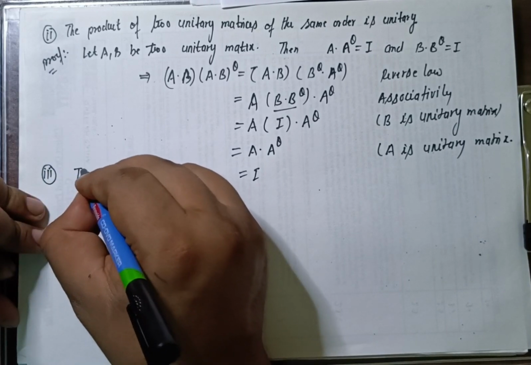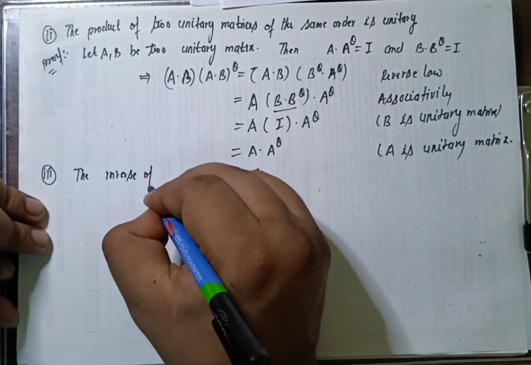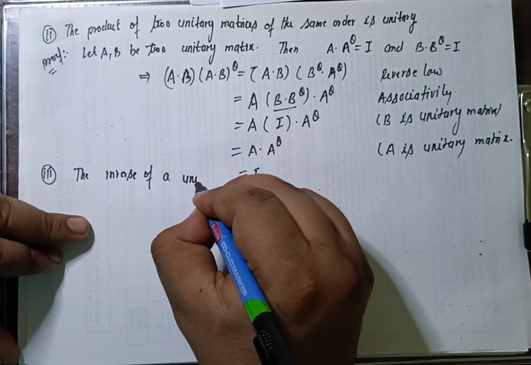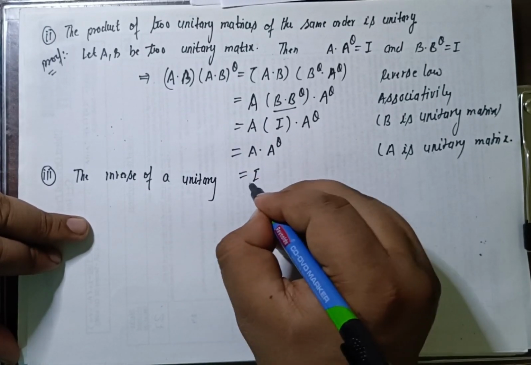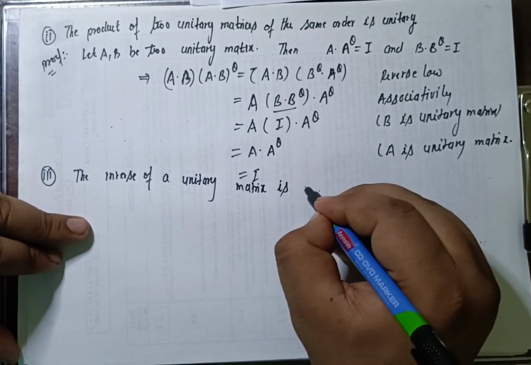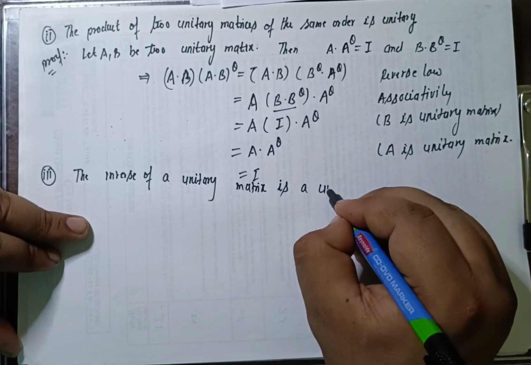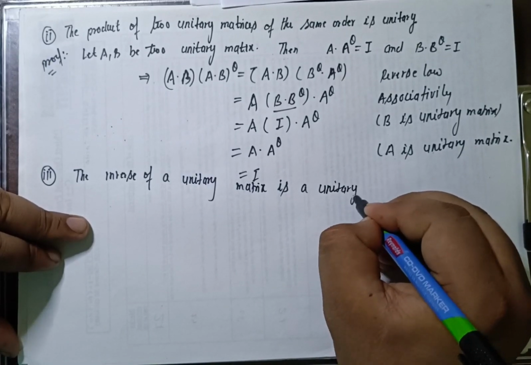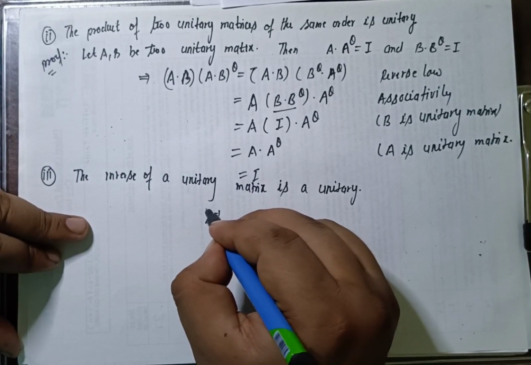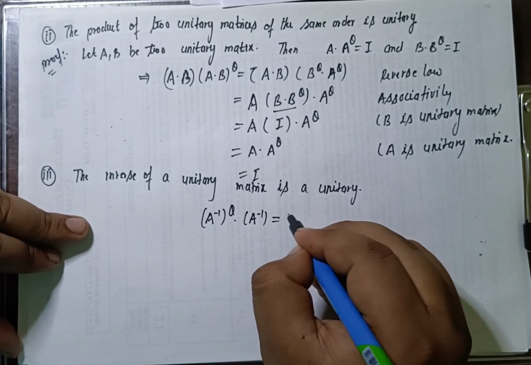The inverse of a unitary matrix, and you have to read these, not skip them. The inverse of a unitary matrix is a unitary matrix. Right? So to prove that the inverse of the unitary matrix is unitary, we need to prove that A inverse theta into A inverse is equal to identity. We need to prove it.